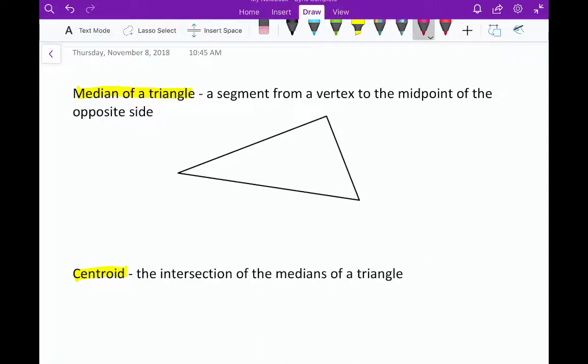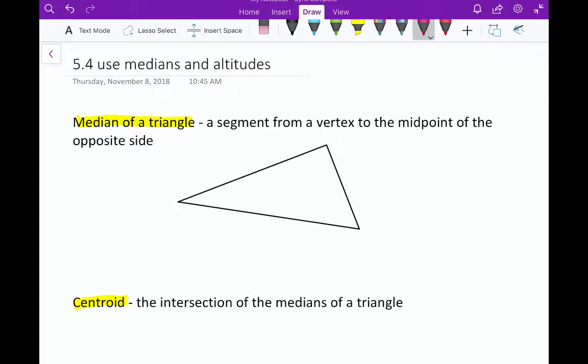This is the video for geometry section 5.4, using medians and altitudes. The median of a triangle is a segment from a vertex to the midpoint of the opposite side. So if I draw a line from A through BC at the midpoint so that those are congruent, that is the median, one of the medians.